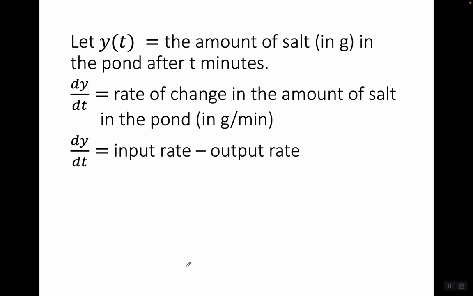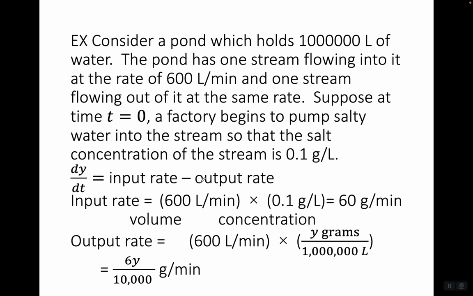Okay, here's how we solve such problems. y of t is the amount of salt in grams in the pond after t minutes. dy/dt is the rate of change in that amount of salt. That's how we define a derivative. It's the rate of change. So dy/dt is the rate of changing the amount of salt in the pond in grams per minute. And we're going to find a differential equation for dy/dt by calculating the input rate and subtracting the output rate.